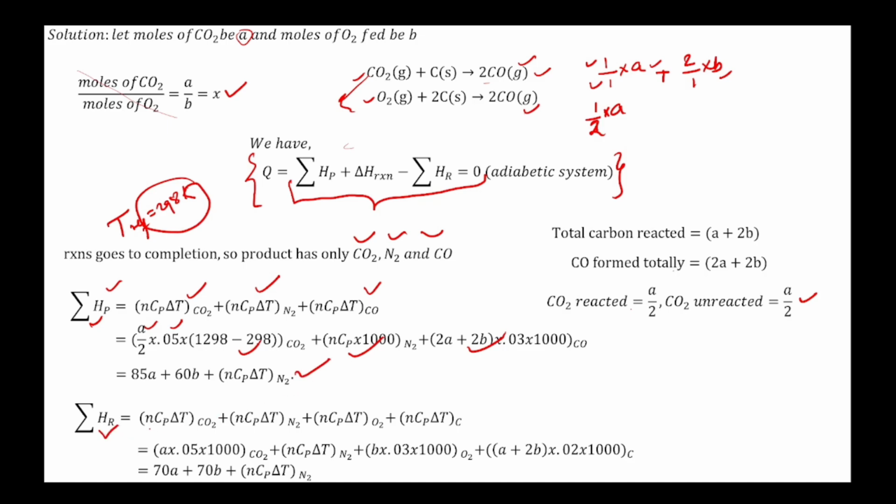If we find it for the reactants, nCp delta T of CO2, N2, O2 and carbon. So CO2, N2 will remain like this. Even this 1000 will be delta T. Oxygen and carbon. Okay, we'll get ultimately this.